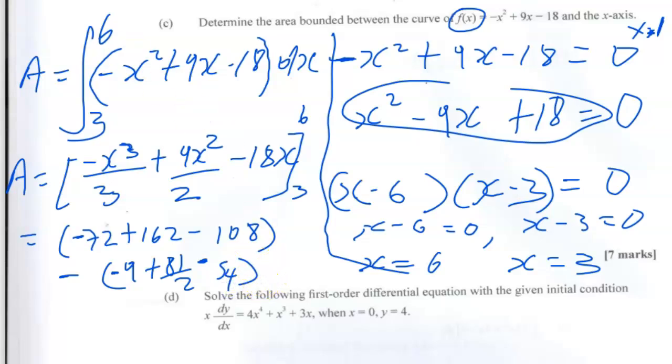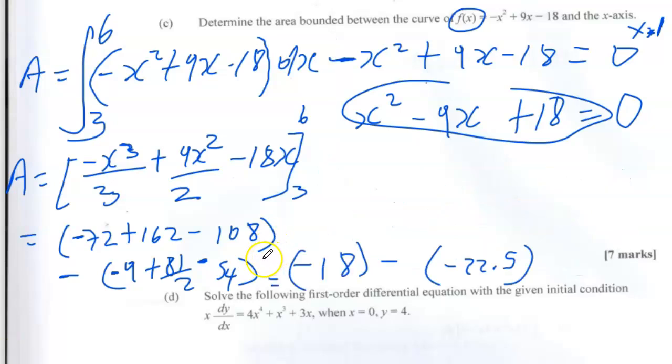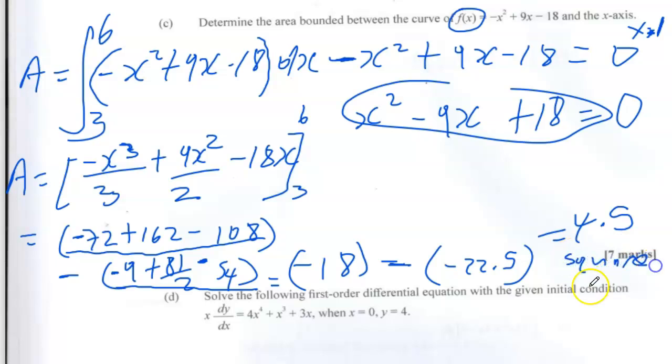Alright, so our final answer. The first bracket works out to be negative 18, minus the second bracket, which works out to be negative 22.5. So this becomes negative 18 plus 22.5. So the final answer here is 4.5, and it's area, so 4.5 square units. We don't know whether it's centimeter or meter or whatever, right? So 4.5 square units. That's our area.